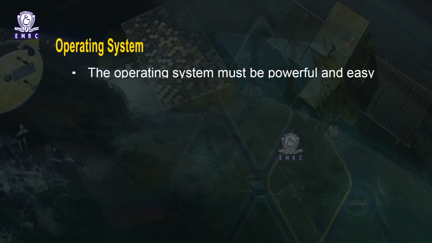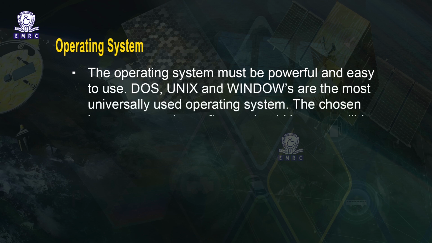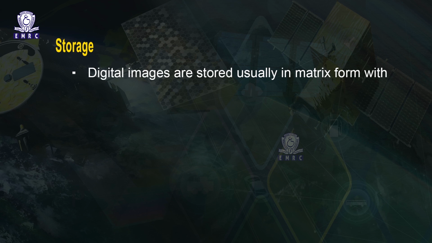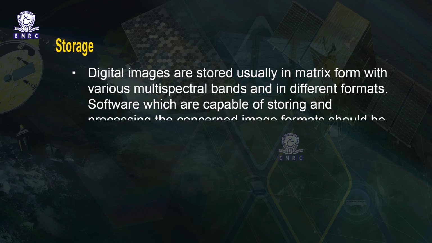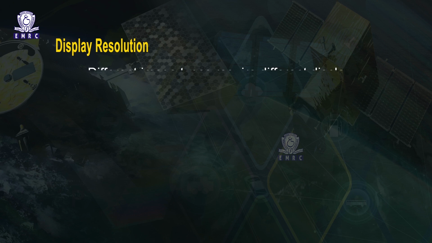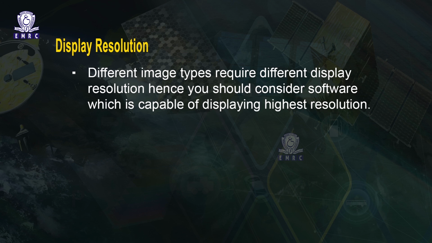Operating system. The operating system must be powerful and easy to use. DOS, Unix and Windows are the most universally used operating systems. The chosen image processing software should be compatible with the operating system in your computer. Storage. Digital images are stored usually in matrix form with various multispectral bands and in different formats. Software which is capable of storing and processing the concerned image format should be considered. Display resolution. Different image types require different display resolution. Hence, you should consider software which is capable of displaying the highest resolution.